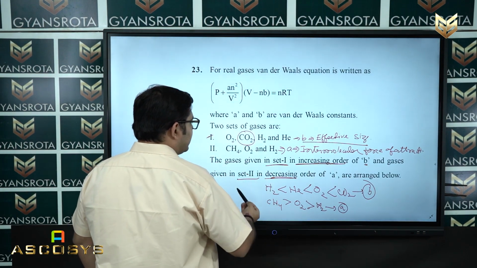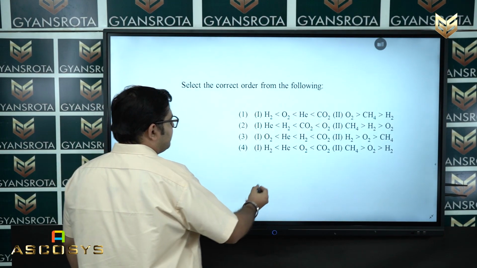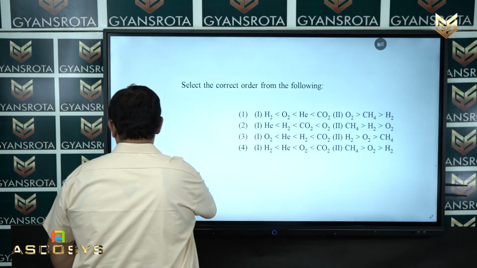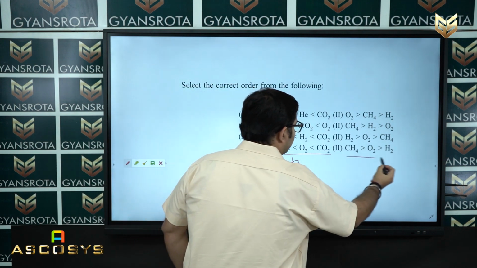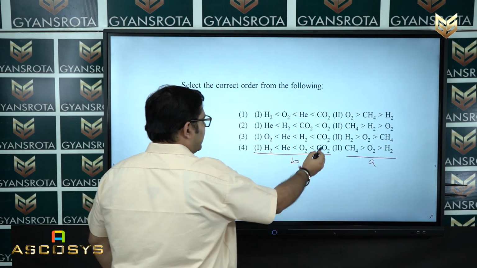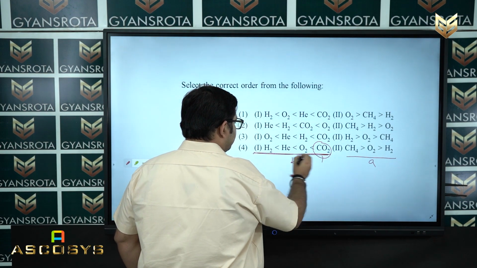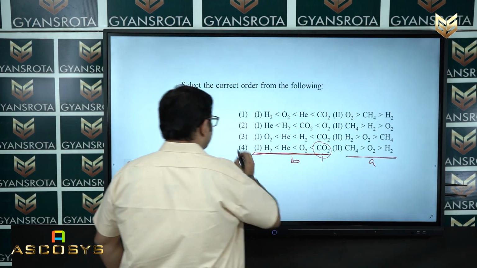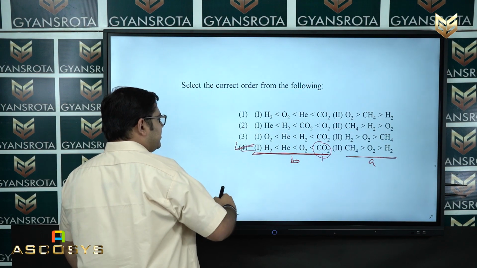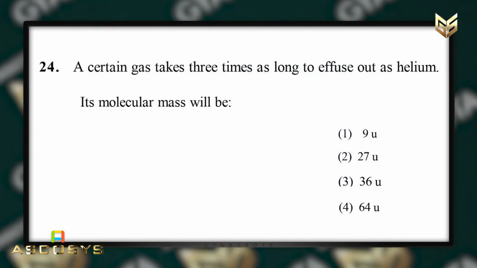So, now let us see what options they are given. If you see your options, the first one has this order of B and this order of A. See, CO2 has the highest effective size. So, this is the increasing order based on B and this is the decreasing order based on A. So, your option number 4 is the correct answer of this question. Now we are moving to the next question, that is question number 24. Question number 24 is on your screen.